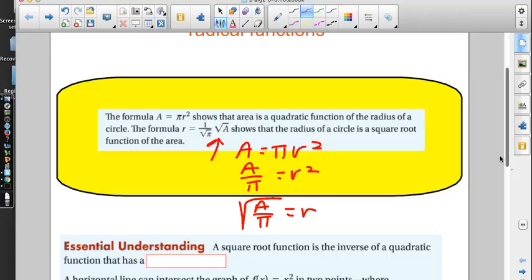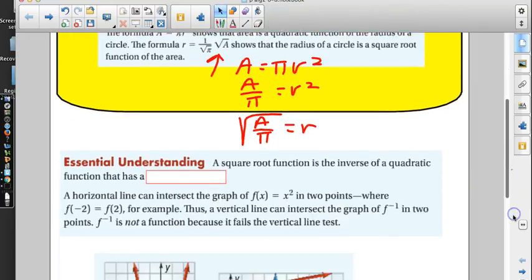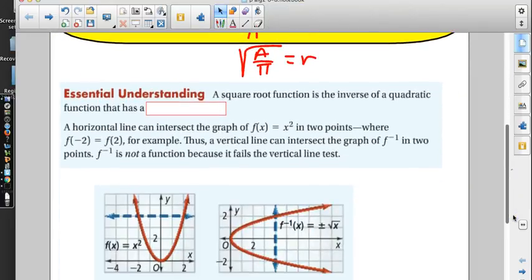So what they want us to see is, when we're working with quadratics, the inverses are going to be square roots. So we have to have an understanding of what those will look like and get a visual in our head whenever we see something that has a square root involved in it. So square root, the inverse of a quadratic function, has to have a restricted domain.